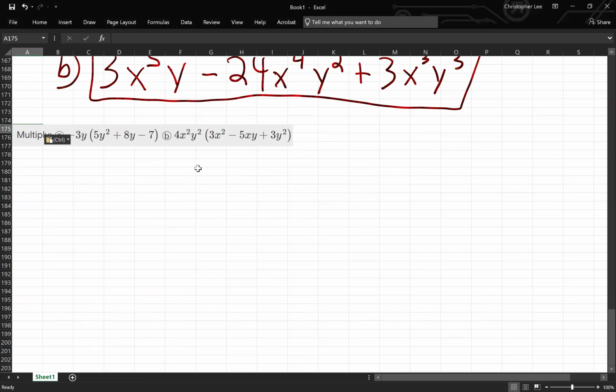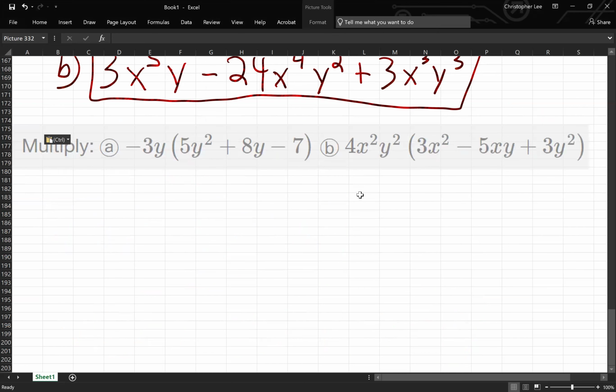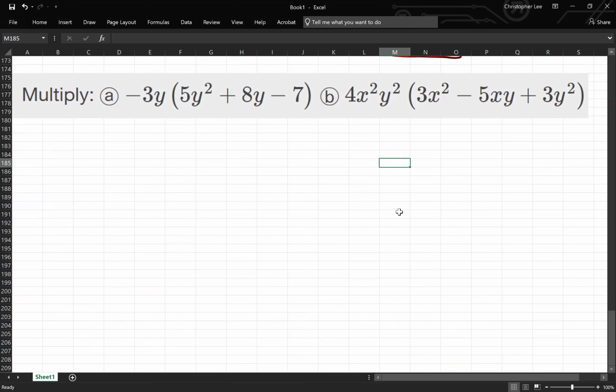All right, try this out. So remember, what we want to do here is distribute. Numbers with numbers, variables with variables.